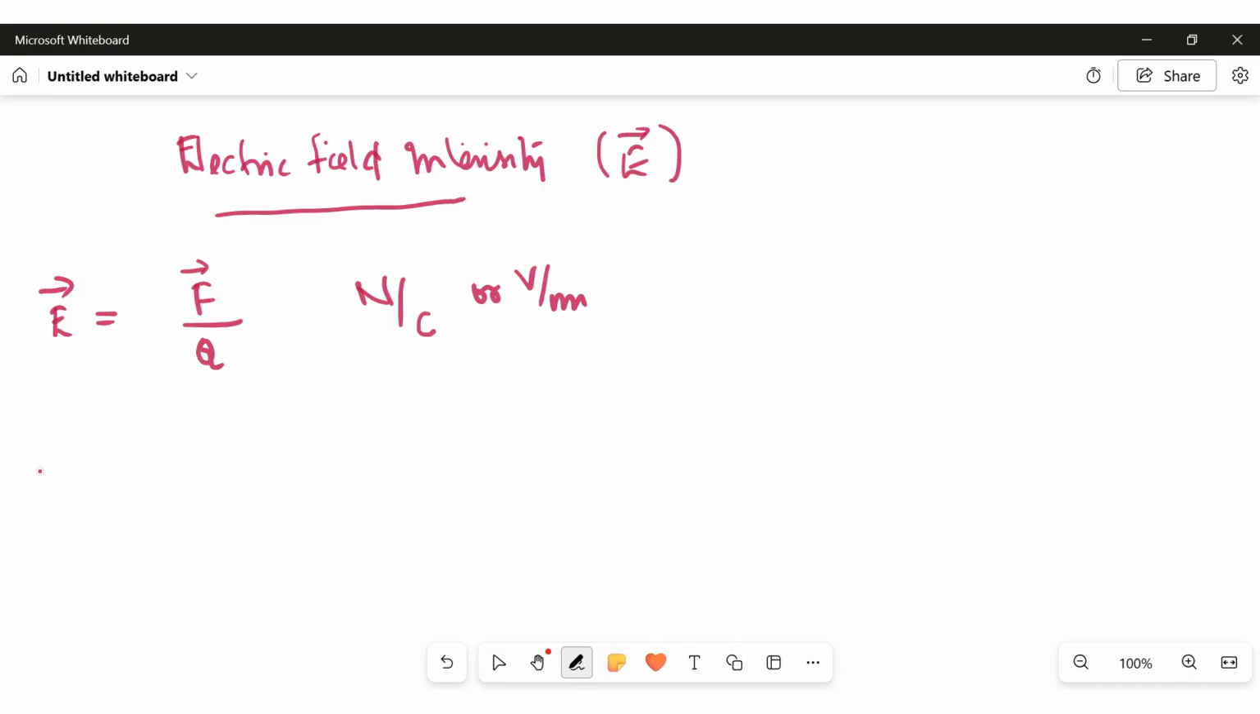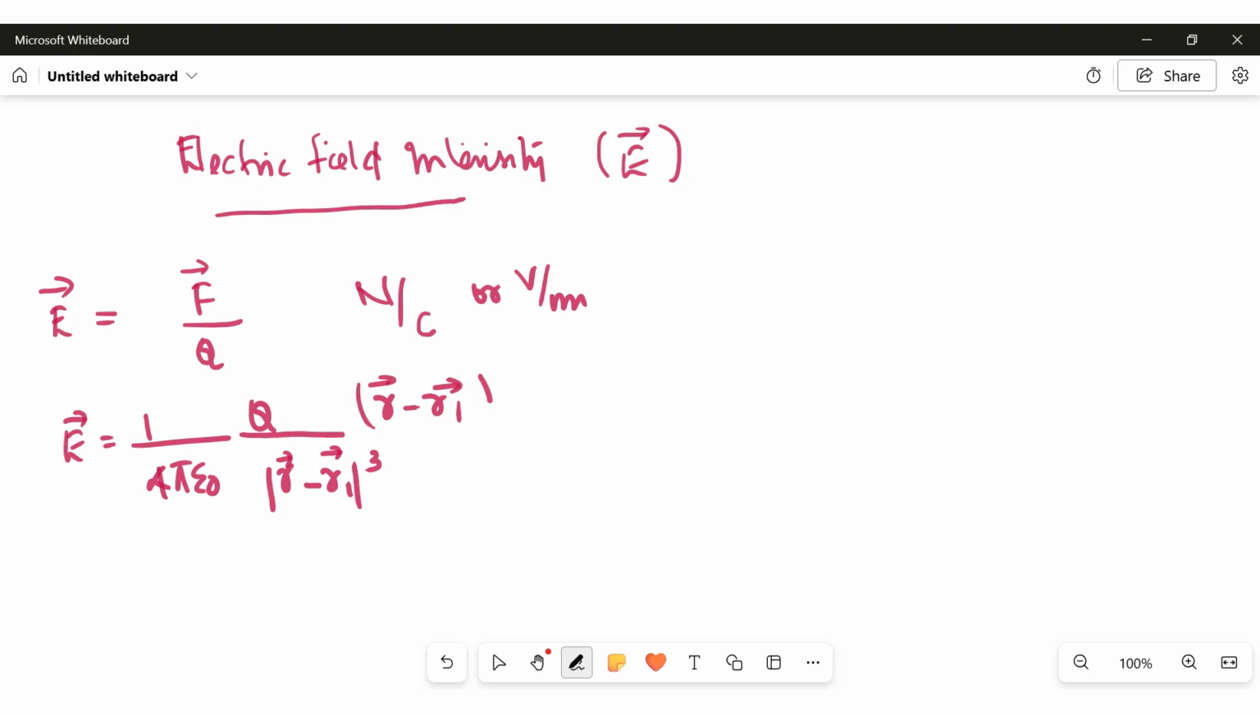Okay. We know the equation of force using Coulomb's law, and that equation of force divided by Q will give the equation for electric field intensity. So the electric field intensity E can be written as E equal to 1 by 4 pi epsilon 0, Q divided by the magnitude of R minus R1 the whole cube, into R minus R1, in the vector form of electric field. This much Newton per coulomb.